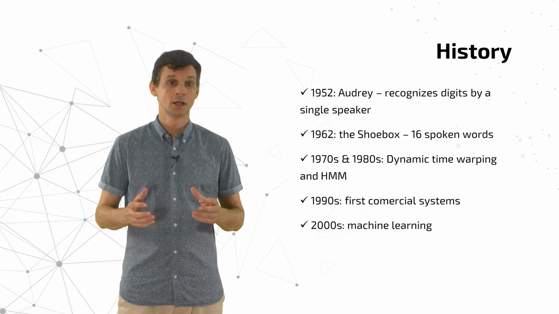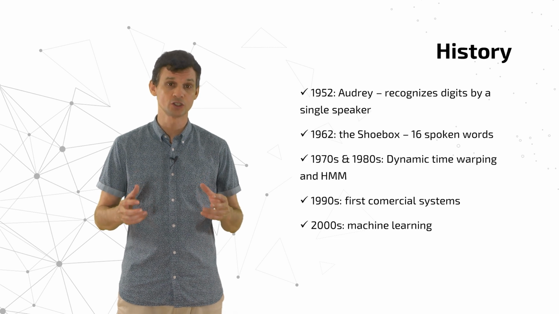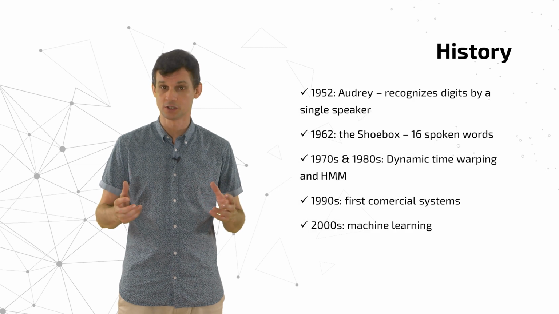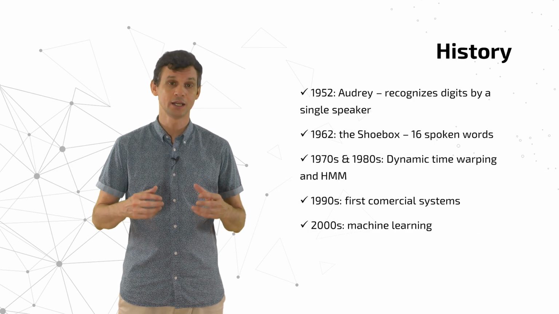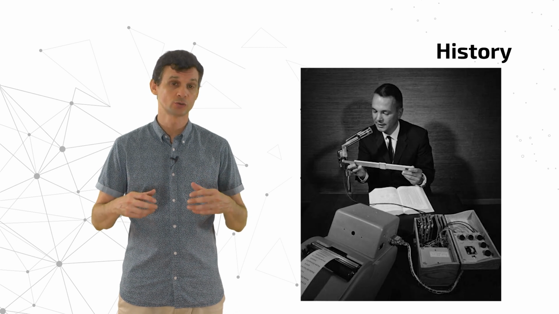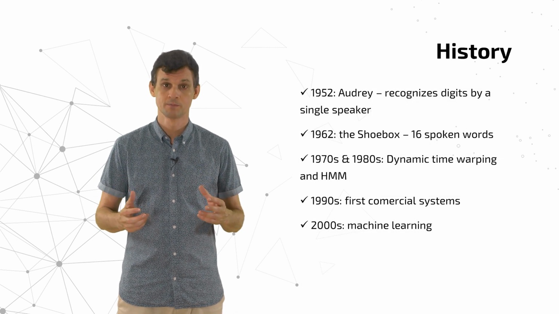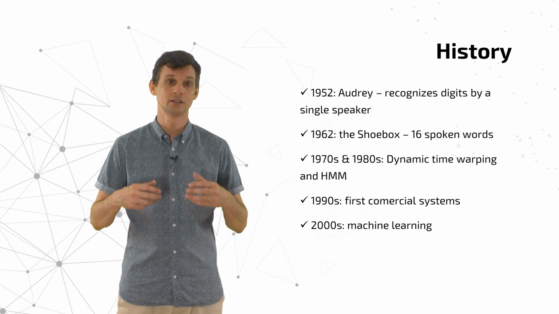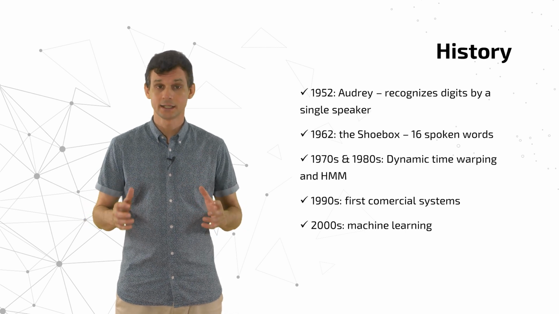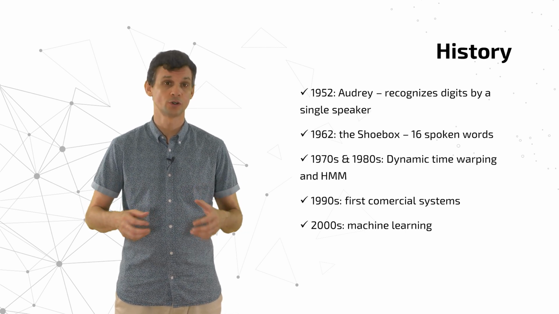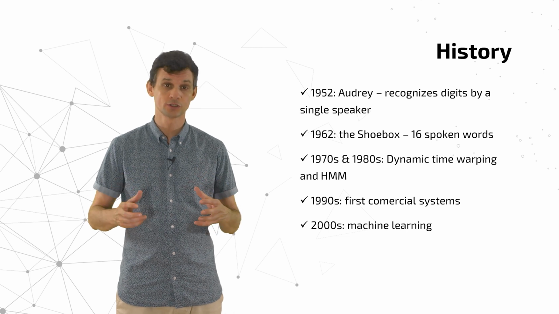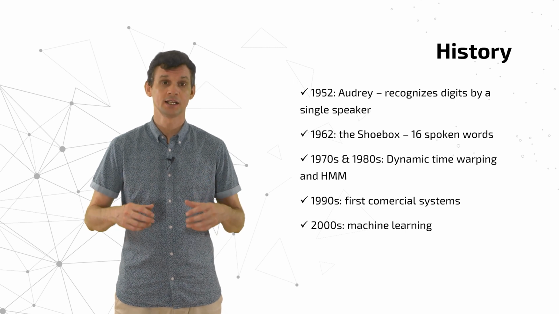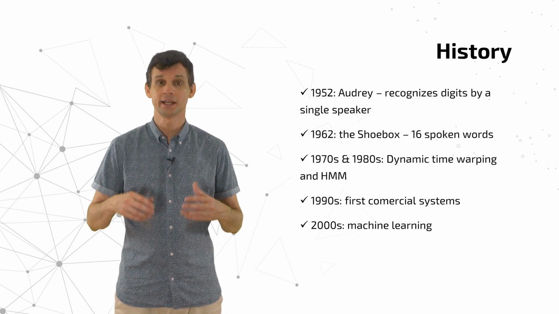In 1952, Bell Laboratories developed the first speech recognition device, known as the Audrey system, which was able to recognize digits spoken by a single speaker. In 1962, IBM demonstrated the Shoebox, a machine that could recognize up to 16 spoken words. Early approaches in the 1970s and 1980s used dynamic time warping and hidden Markov models. In the 1990s, the first commercial speech recognition systems were released, allowing users to control their computers using voice commands. These systems relied on large databases of speech samples and statistical models to recognize speech accurately.